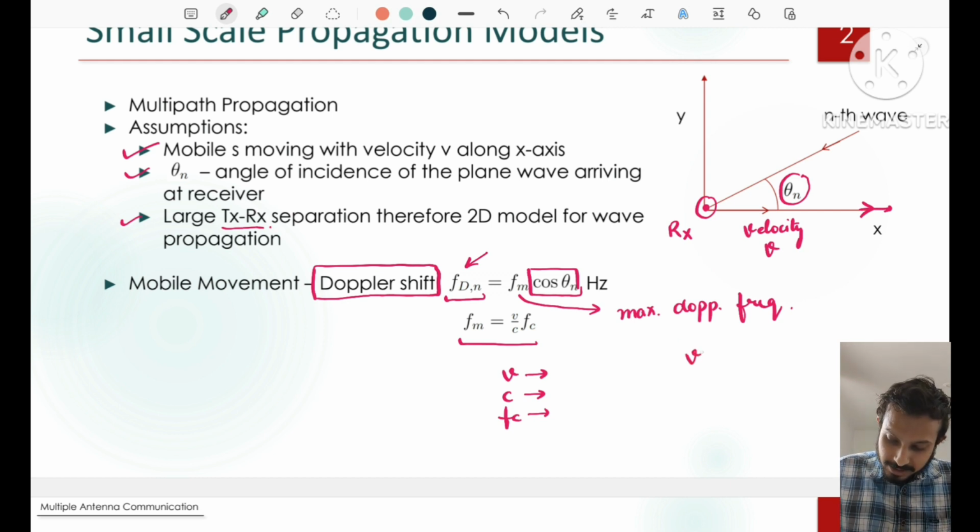Now, as we increase the velocity of the mobile, the maximum Doppler frequency will increase. As a result, the Doppler frequency across the nth path will increase.